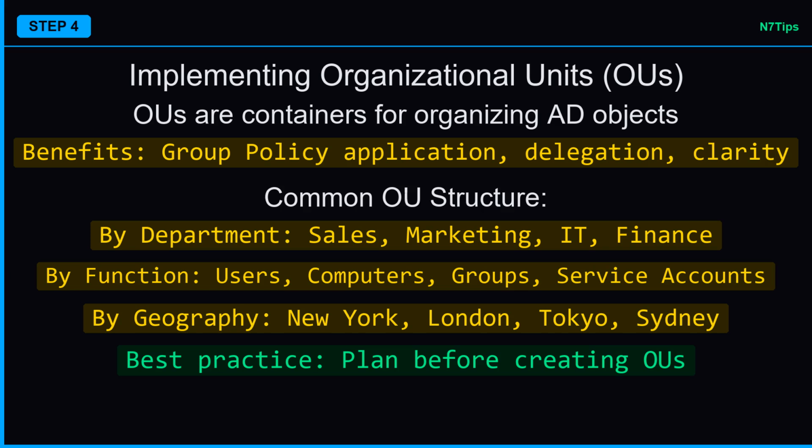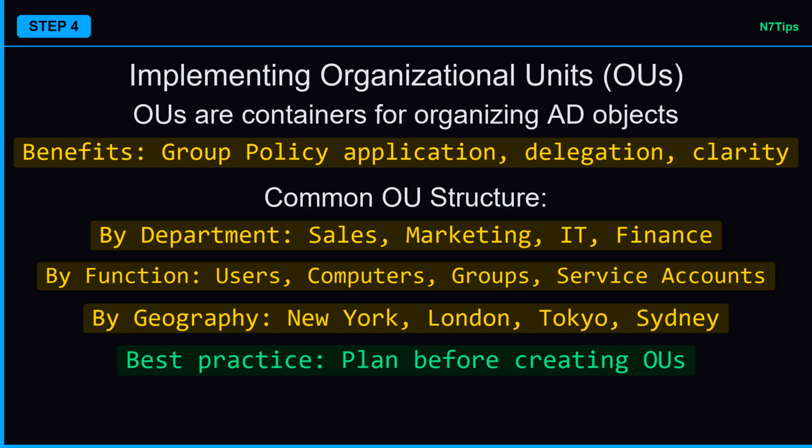There are multiple ways to structure your OUs, and there's no single correct way. It depends on your organization. Some companies organize by department, creating separate OUs for sales, marketing, IT, and finance. Others organize by function, creating OUs for users, computers, groups, and service accounts. Many larger organizations use a hybrid approach, combining geography with department. A common structure might be by office location as the top level, then by department within each location.